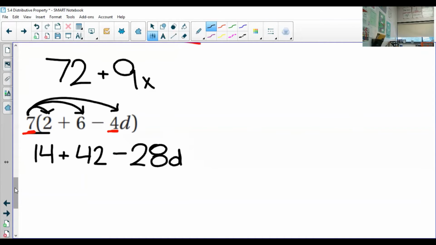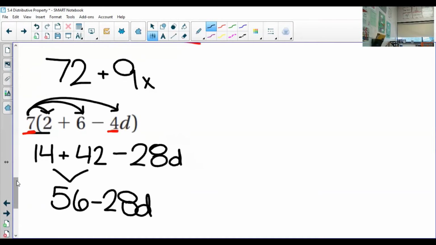Can I combine this to make this smaller? Yes, right? I've got two numbers here with no variable, those two. So, I don't need to write it again. 14 plus 42 is 56 minus 28d, and I cannot make that any smaller. So there we are.